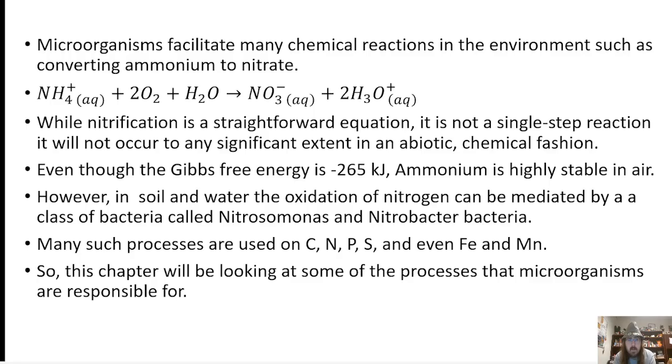In fact, even though the Gibbs free energy, which controls spontaneity, meaning the likelihood of this to occur, is negative 265, so this is a downhill process and it really wants to happen, ammonium is highly stable in air. So even though this wants to happen, there's a large activation energy barrier to break in order for this reaction to start occurring.